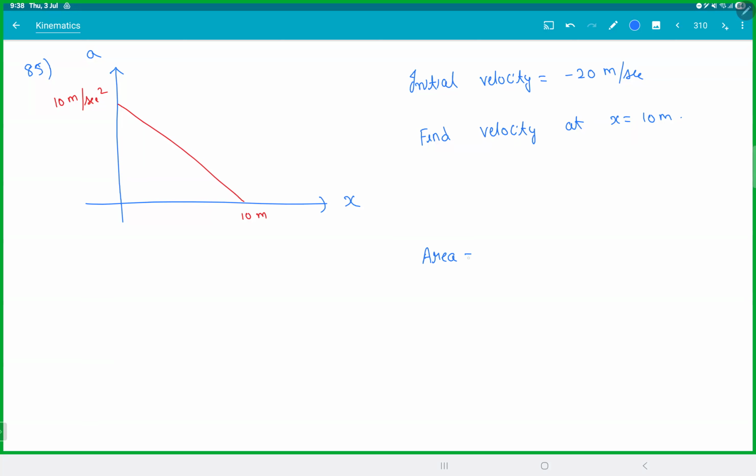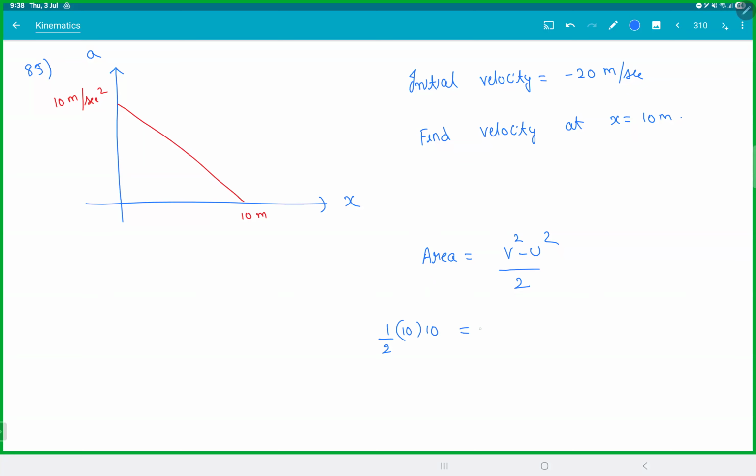Area in an AX graph gives you (V square minus U square) by 2. Hope you remember that. It's not delta V. It's an AX graph. That's it. There's nothing more about the question. Most people goof up that part. They think it's an AT graph. So what is the area under the graph? It is half into base into height.